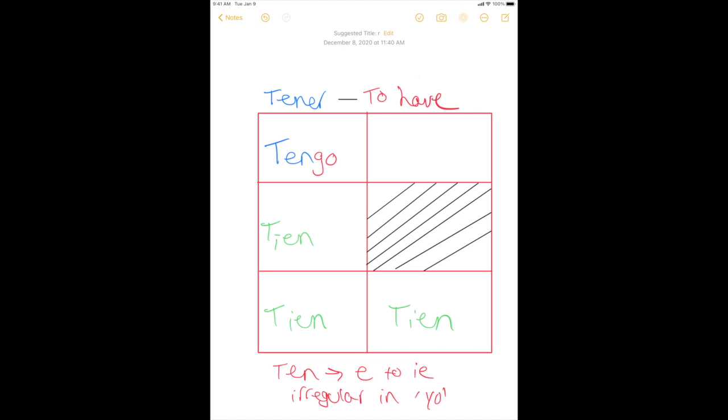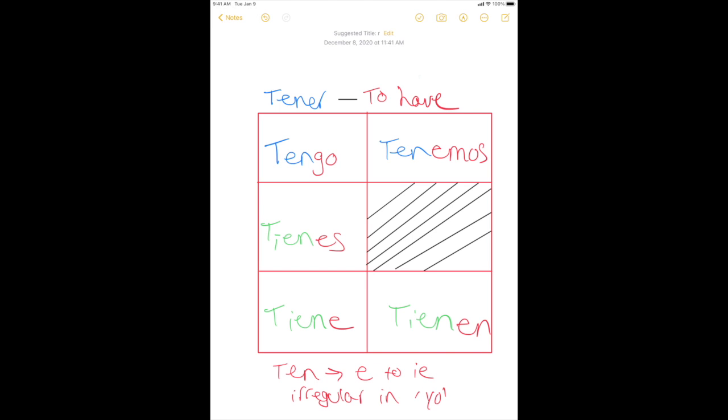In the nosotros, we never have our stem change anyway. So it stays ten. And then my endings are still my normal endings that we've been using. So tienes, tiene, tenemos, and tienen. So that's how we conjugate it.